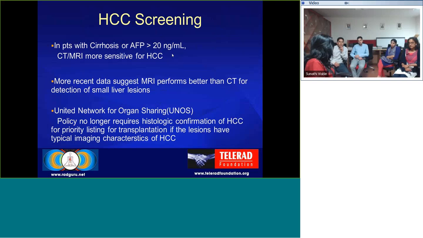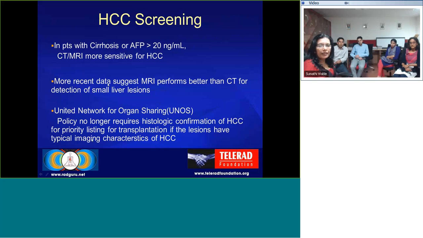with a background of diseased liver, to pick up small lesions on ultrasound would be very challenging, especially small ones that are like a centimeter or less than 2 centimeters. And also, depending on patient body habitus, as is well known, ultrasound could miss a lot of smaller lesions.